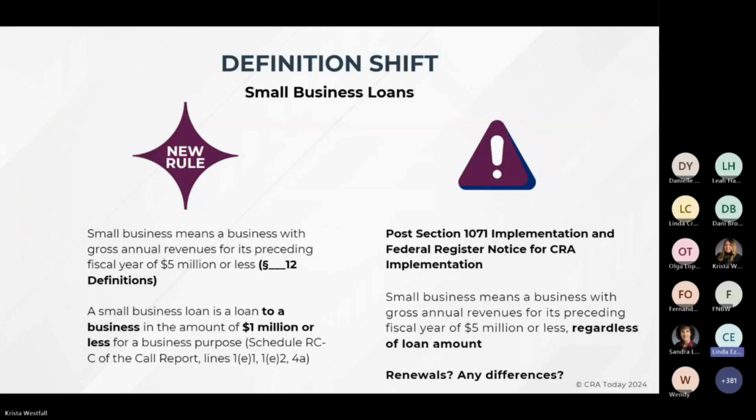If you think about how we define small business now, the pool is here. Once we transition, the pool is greater because we're looking at, eventually, regardless of loan amount, small business entities or business entities with 5 million gross annual revenue or less. So the pool becomes larger, and there's still a lot that we don't know. We need a little bit of clarity, which I hope will be forthcoming when it's ready to be published in the Federal Register around renewals.